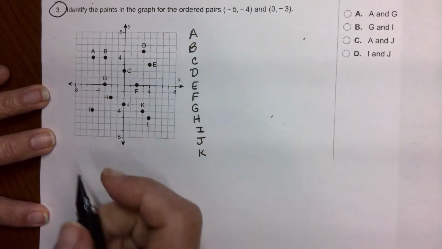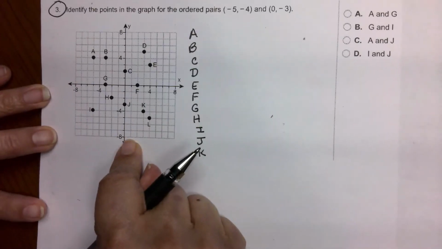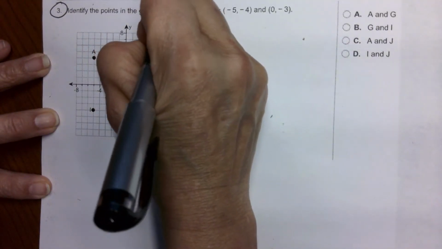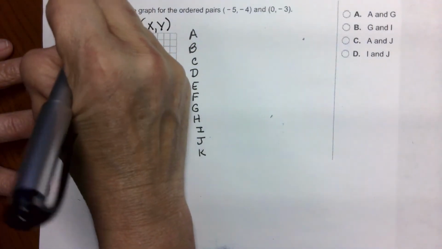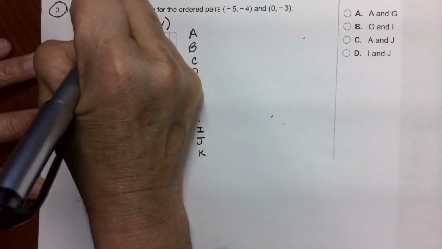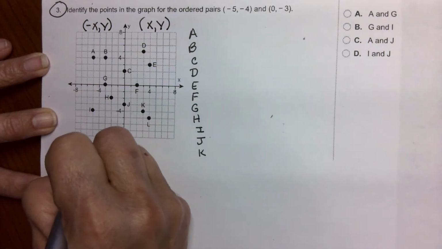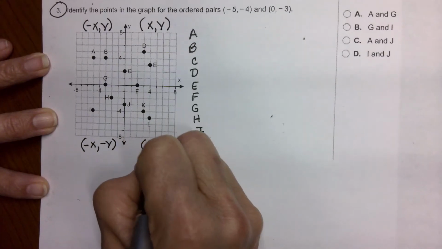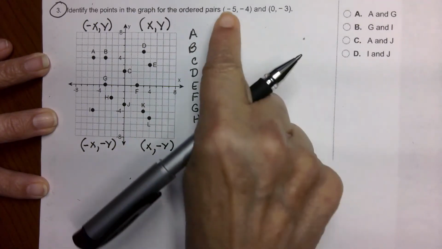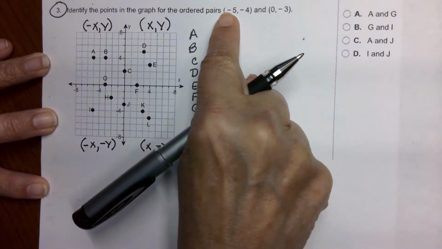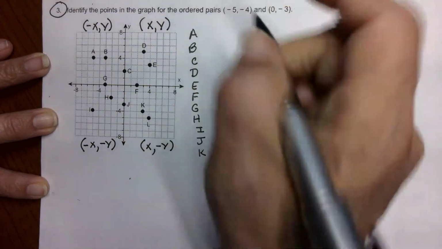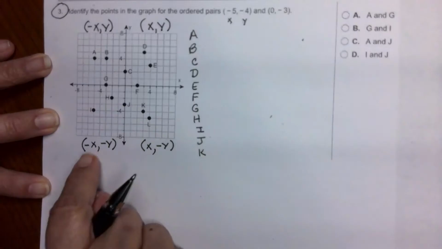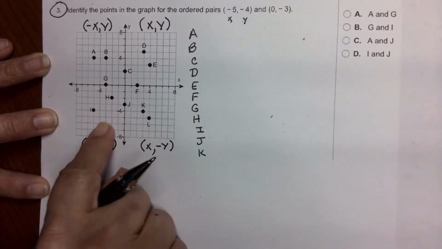If you stop and think about your quadrants here, we talked about this the other day. The ordered pairs here have a positive x value and a positive y value. In this quadrant we have negative x values and positive y values. In this one we have negative x and negative y values. On this one we have positive x and negative y values. So if you look at your ordered pair here, I have both a negative x value and a negative y value. X value is always first, y value is always second. So if I'm looking for both negatives, then I know my point is going to be in this quadrant.